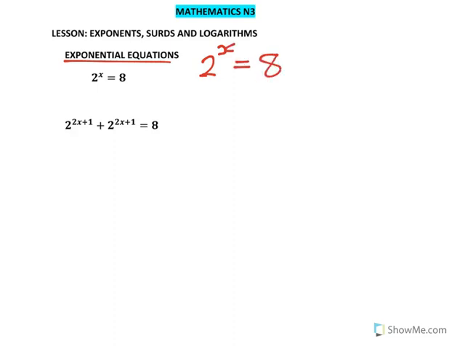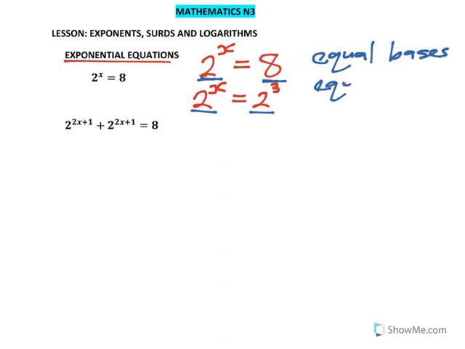Same thing as previously, you need to put everything in the same base. In this case, we want to put everything in base 2. So you have to express 8 in base 2, and you know that 8 is 2 to the power of 3. Therefore, this becomes 2 to the exponent x is equal to 2 to the exponent of 3. Now, in exponential equations, when bases are the same, you equate the exponents. So, equal bases, equate exponents.